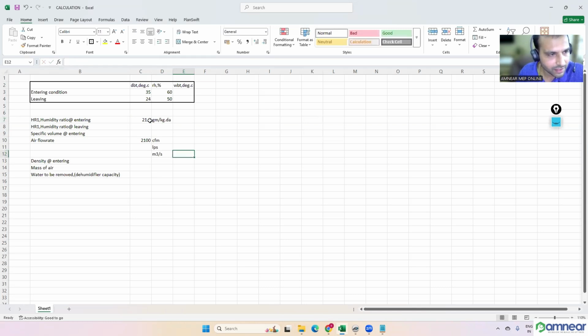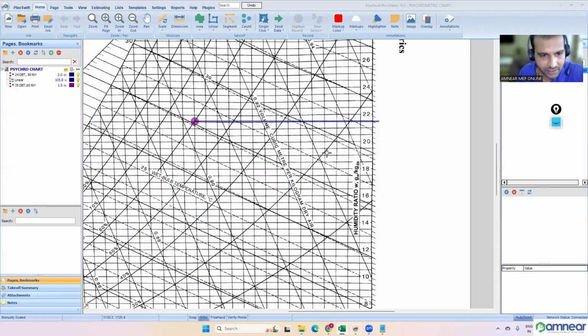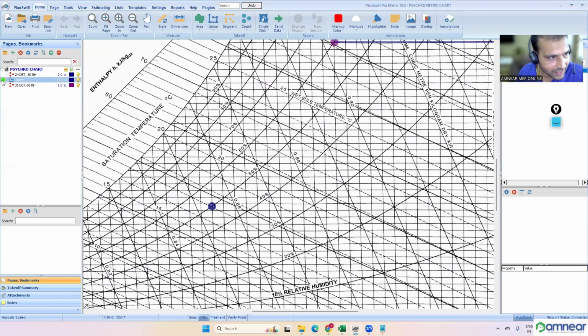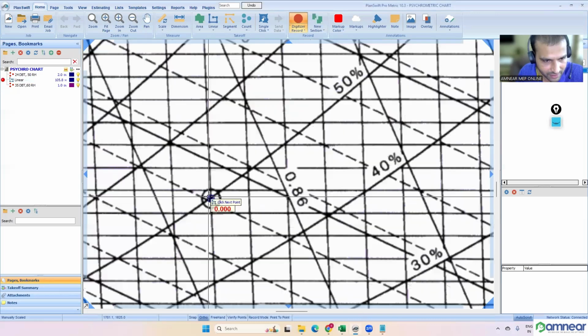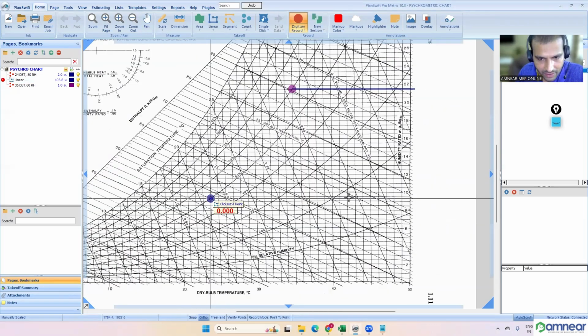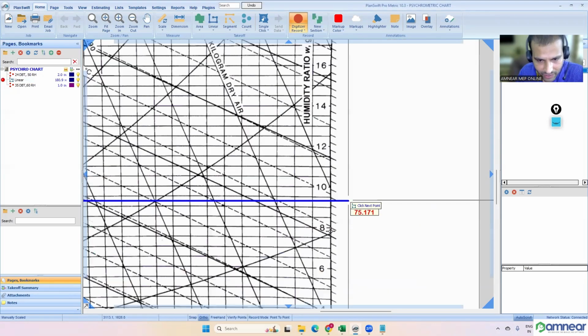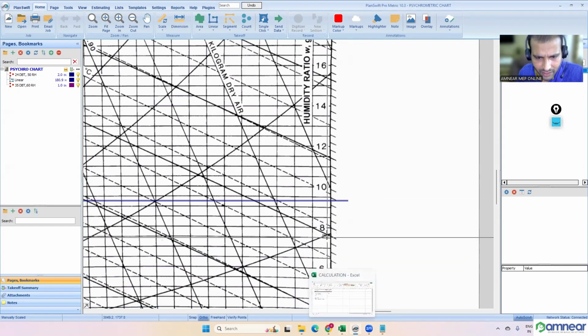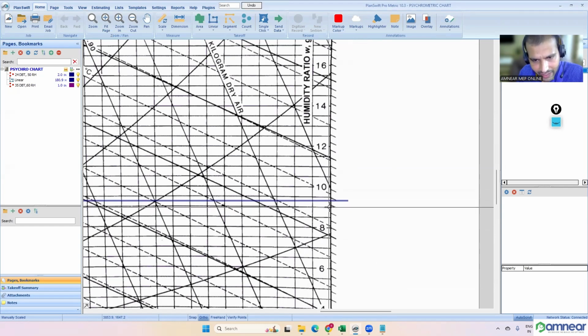This is the coil entering condition, or the dehumidifier entering condition. What's the leaving condition? 24, and check the humidity ratio of this condition. That will come to 8.5, 9, this is 9.5, and this is 10. So it is coming between 9 and 9.5. You can consider about 9.3. Even if you consider 9.5, that is fine.